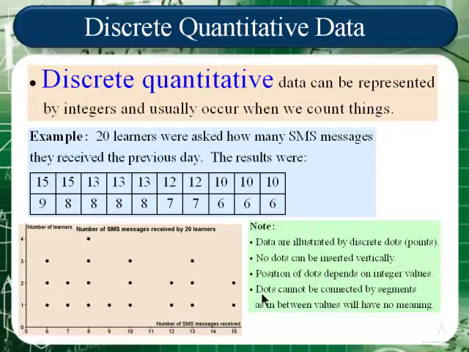Furthermore, the dots cannot be connected by segments, so we cannot draw a graph connecting these points, as the in-between values will have no meaning. So this is what we really mean by a discrete type of data.